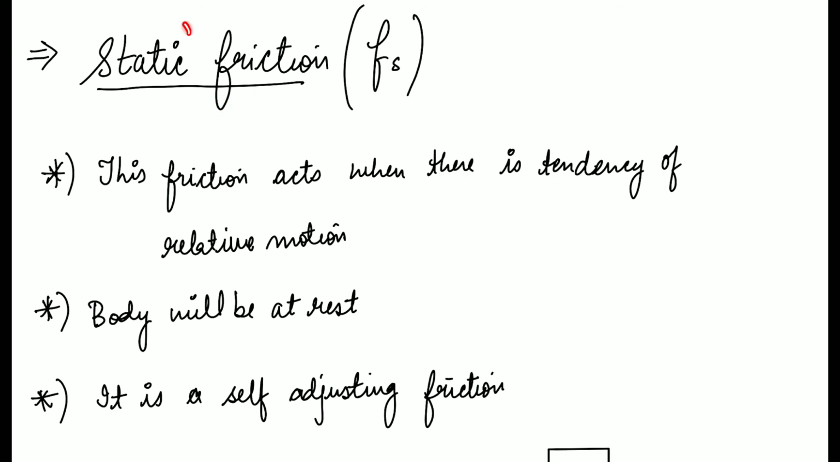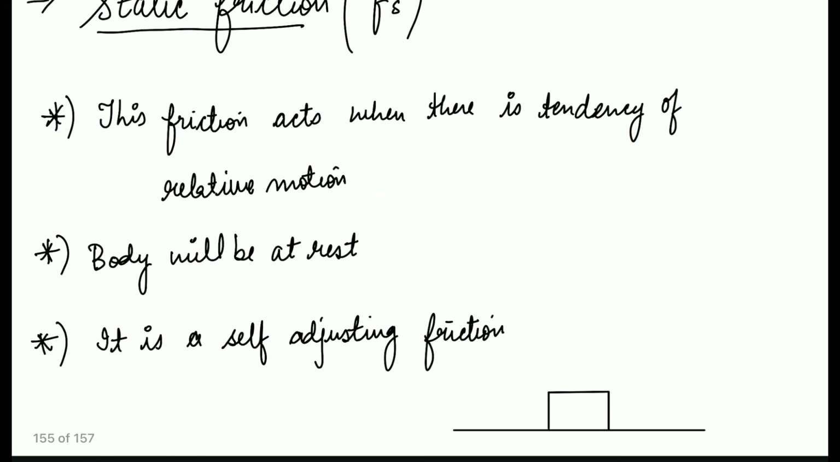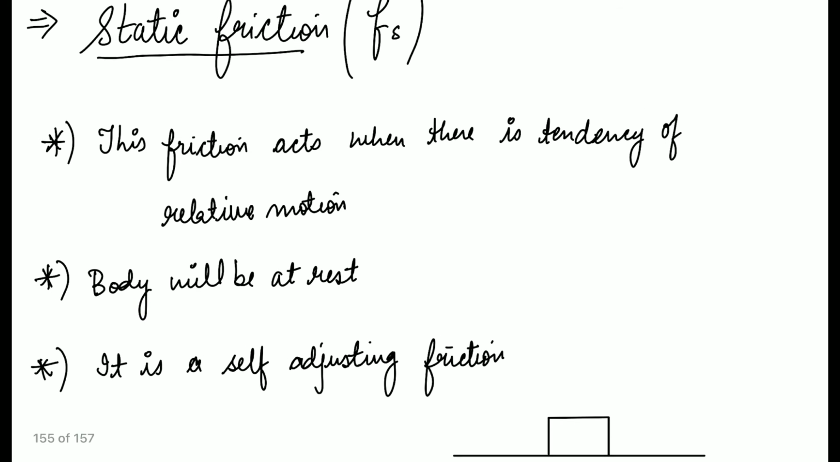Very important. As we all know, static friction only comes into action when there is a tendency of motion, and in reality there is no motion. This friction acts when there is a tendency of relative motion. The body will be at rest; it will not move. And very important, it is a self-adjusting friction. There is no specific value for it.